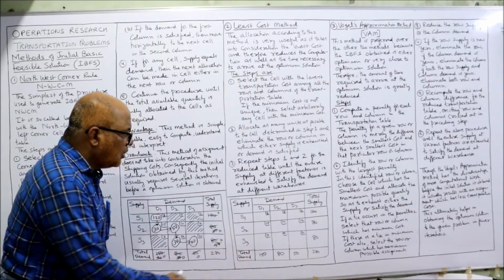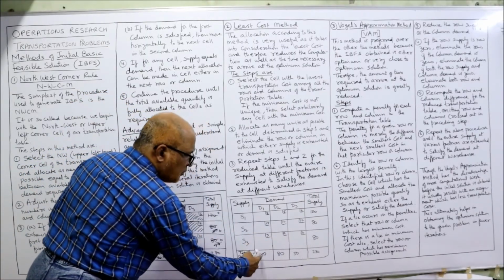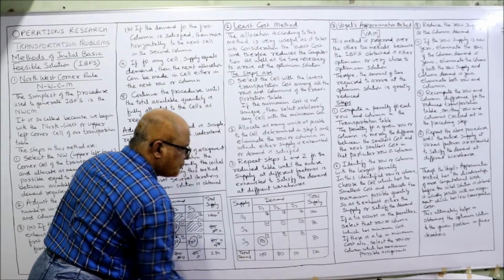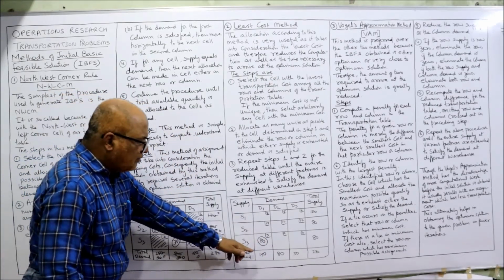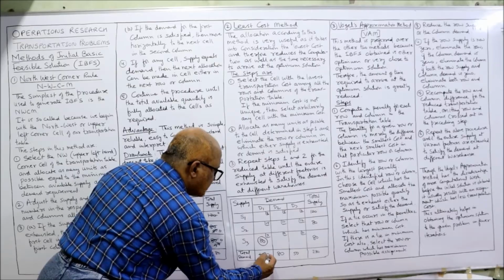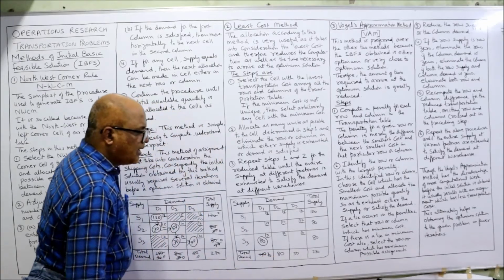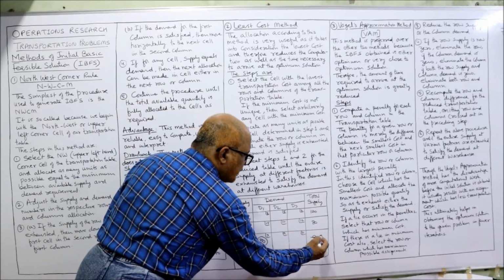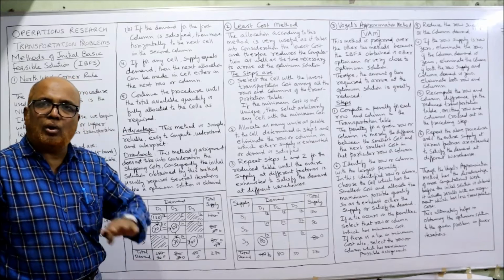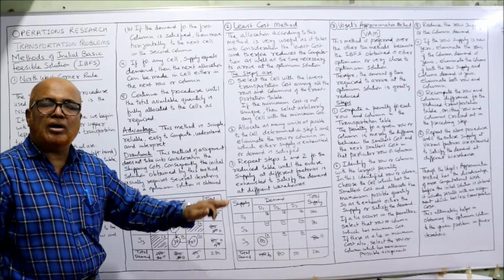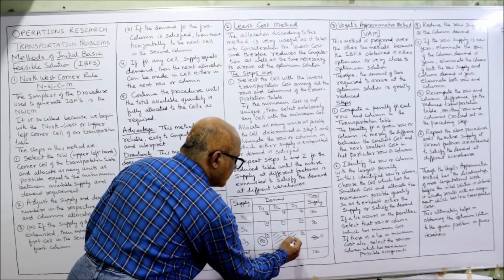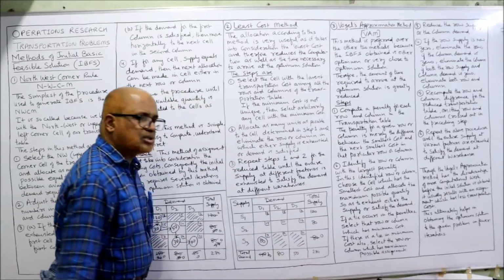In this cell with cost 3, the row total is 80, the column total is 150. So I am allocating 80 here. 150 minus 80, 70 will remain. So I'll cut 150 and make it 70. Here 80 minus 80 will become 0. The row is exhausted. Block the row. This row I am blocking because the row is exhausted.